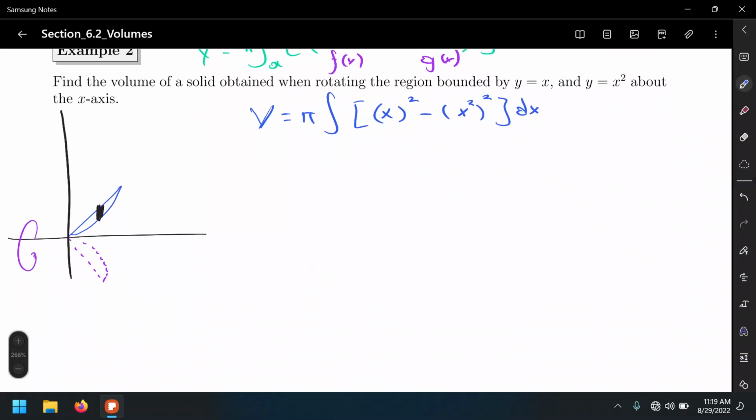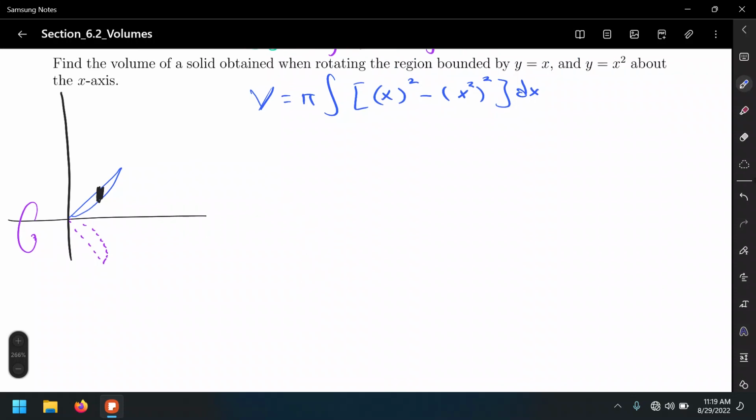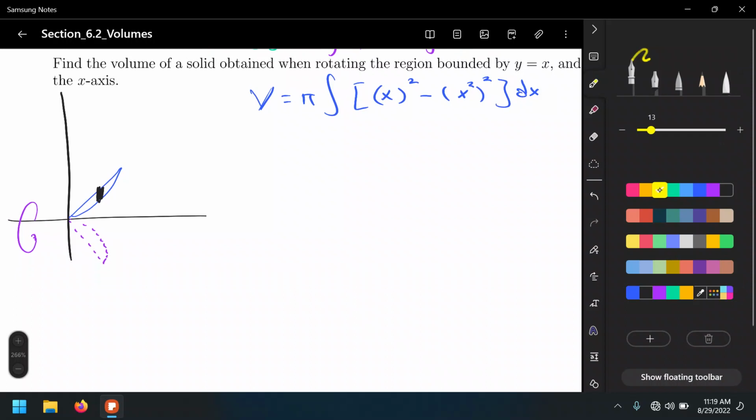The limits, right? Otherwise, we were just going to get an antiderivative with a plus c, a family of functions, not a volume. And we don't have an initial condition to find that. No, we want a numerical value. So let's go ahead and find those limits of integration by finding the points of intersection.